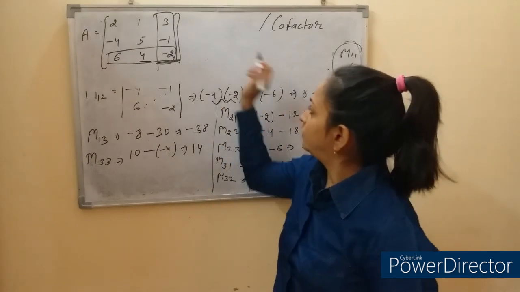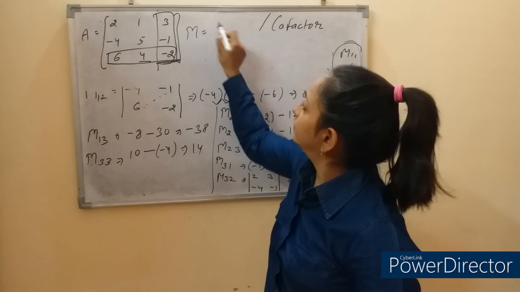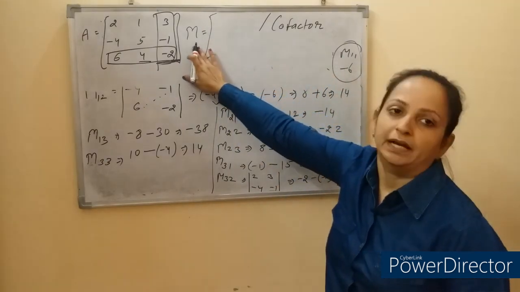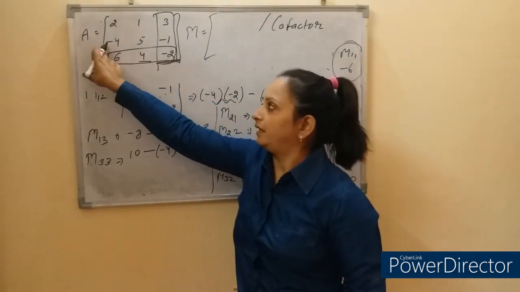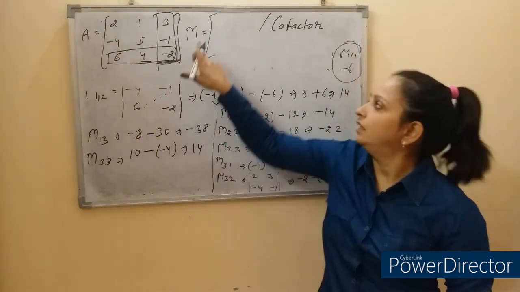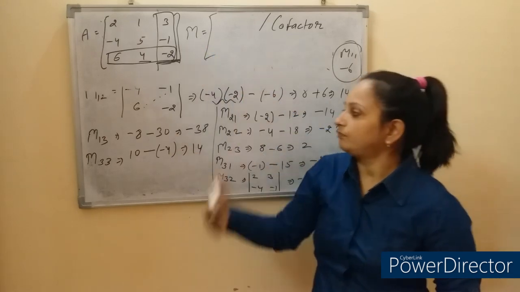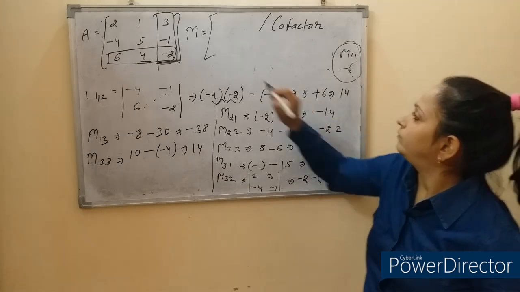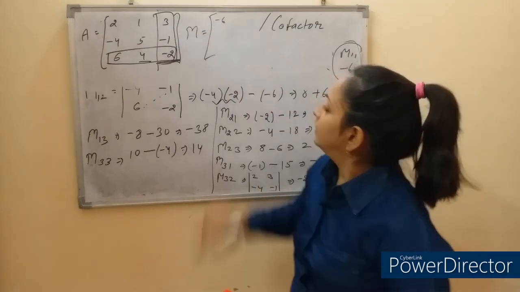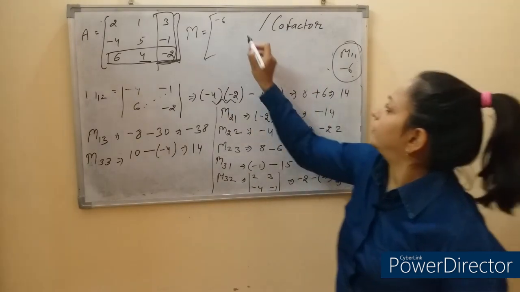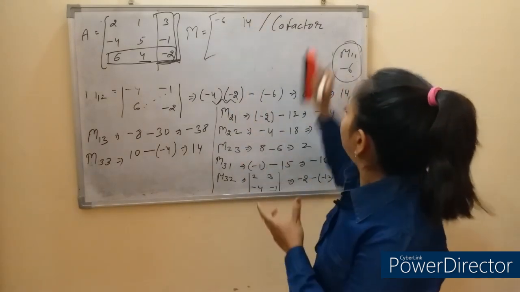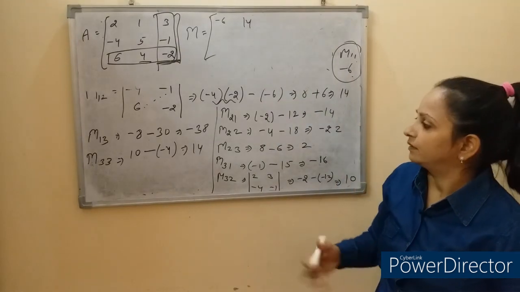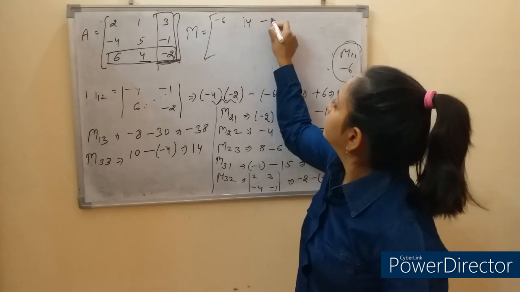Just for the sake of completion, or to understand it clearly, I'm making a matrix of the minors. I have a matrix A which I have given in my question. I'm making a matrix M in which I put all the minors. That is, M11 I got is minus 6. M12 I got is 14. So according to the position, I'm arranging all the minors in a matrix format. So what is M13? That is minus 38.